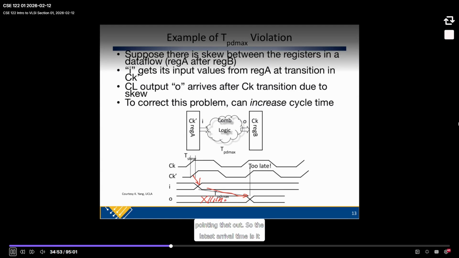I'm just kind of pointing that out. So the latest arrival time is where it settles at this point, and you want it to arrive before the capturing clock. But here you can see it's arriving slightly after it. And so that's a violation.